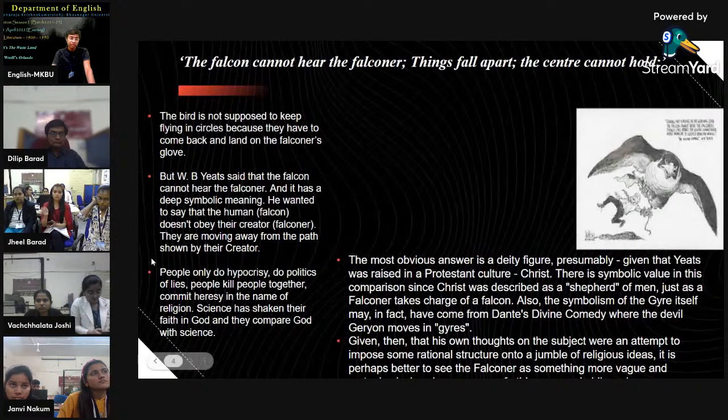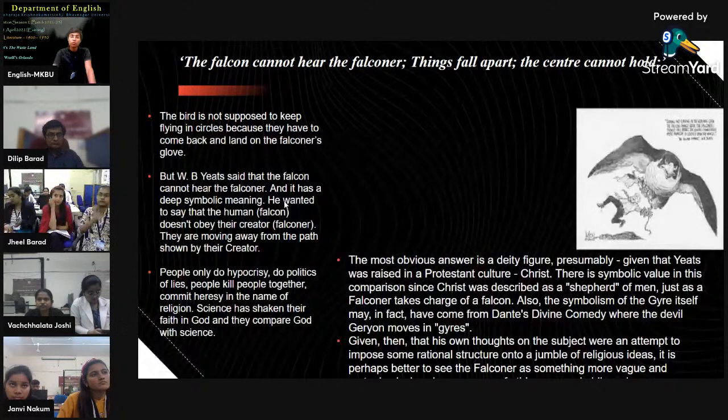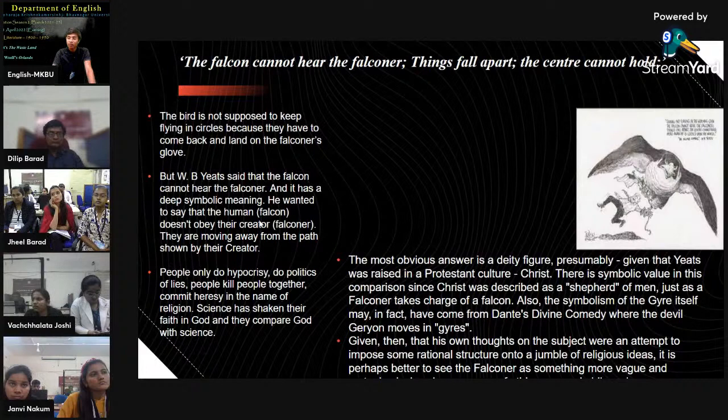But W.B. Yeats said that the falcon cannot hear the falconer, and it has a deep symbolic meaning. He wanted to say that the human falcon does not obey their creator falconer. So we are generally expected to obey our gods or whatever they have told in the religious scriptures. They are moving away from the path shown by the creator.